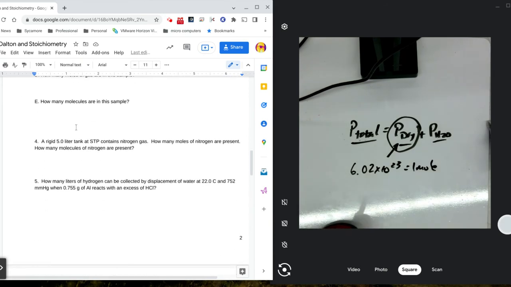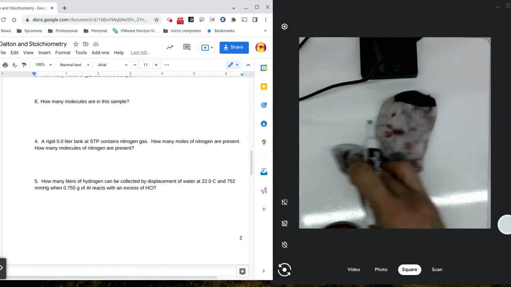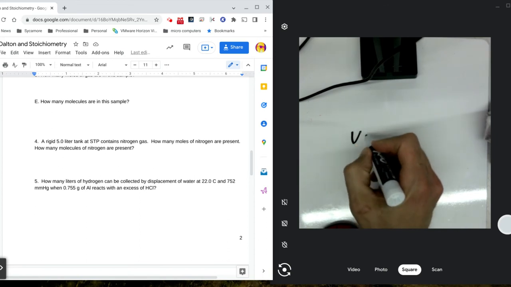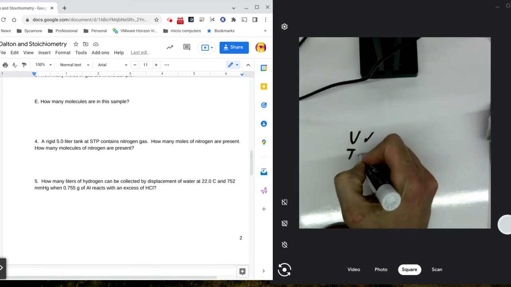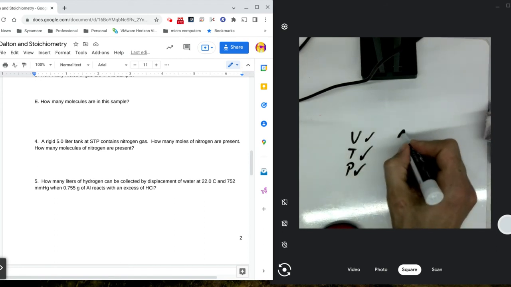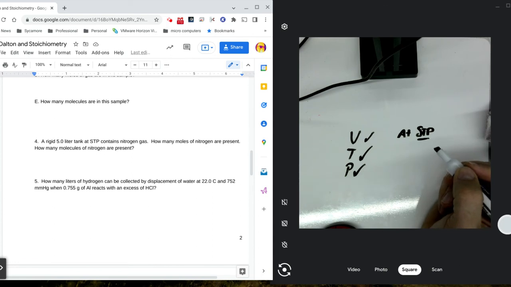Let's keep on going. A rigid container of 5 liters. That means the volume's not going to change at STP. So for this one, we have volume, check, temperature, check, and pressure, check. And it's at STP. How many moles of nitrogen are present? How many molecules are present?